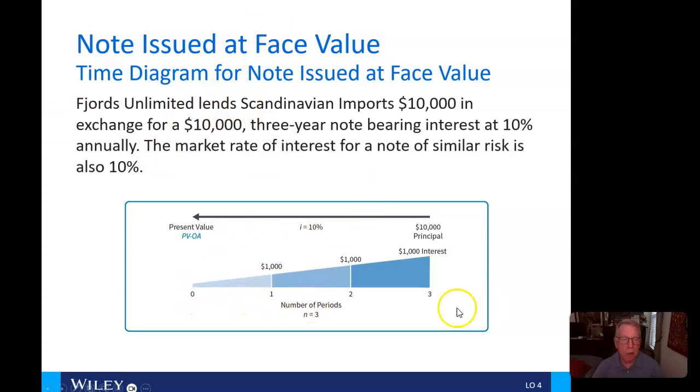You see it here presented graphically. We have $10,000. The Fjords Unlimited lends Scandinavian Imports $10,000 in exchange for a $10,000 3-year note bearing interest at 10% annually. The market rate for a similar risk is also 10%, just to keep it simple.